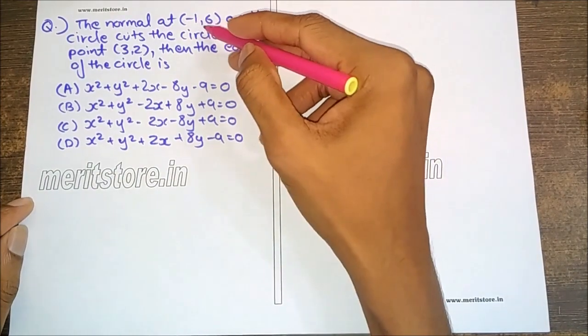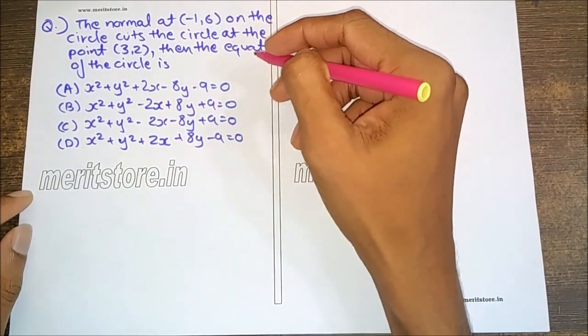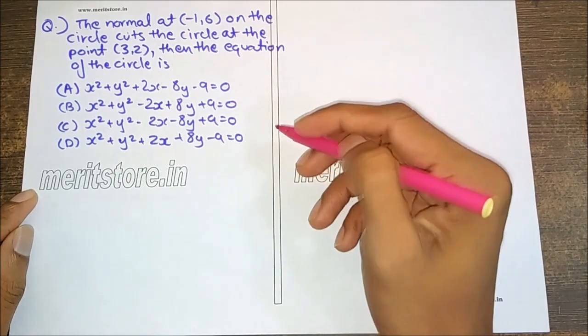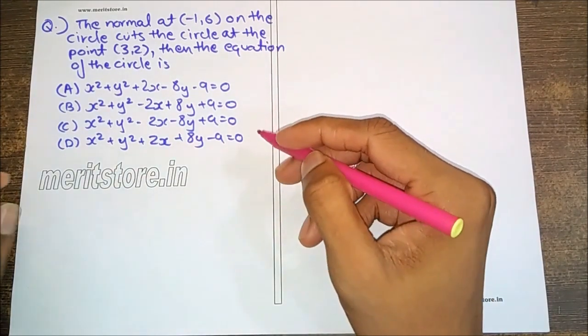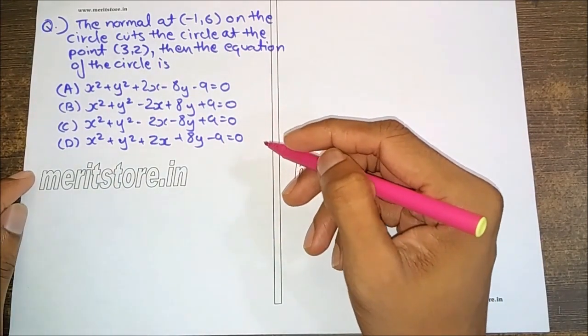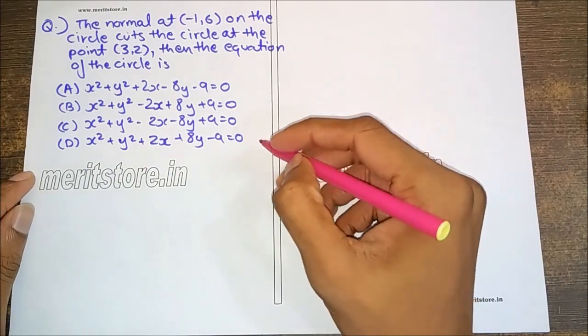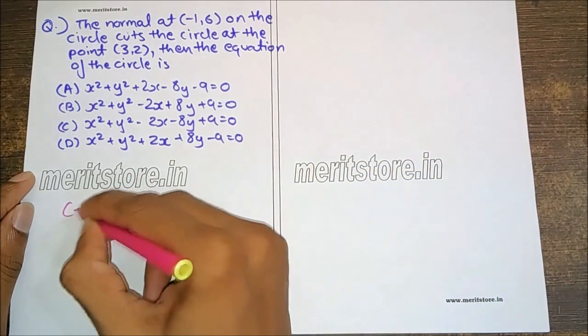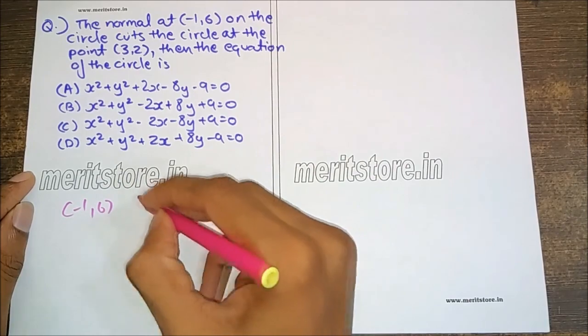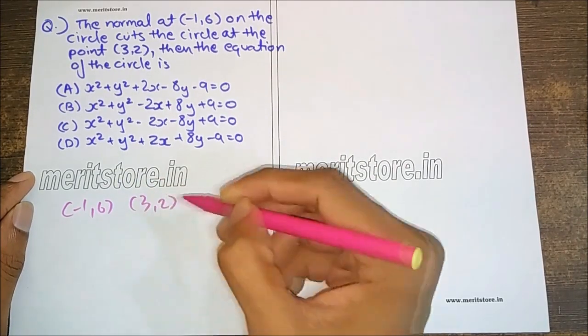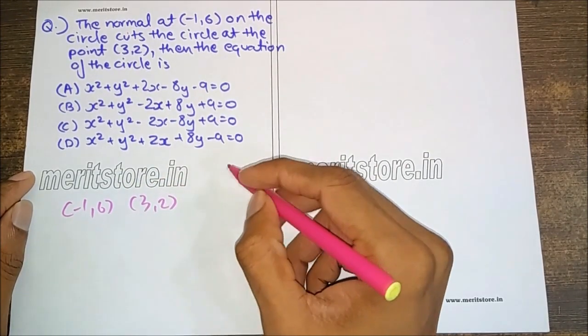The normal at minus 1 comma 6 on the circle cuts the circle at the point 3 comma 2. Then the equation of the circle is, they give 4 options over here. Since the normal is passing through the center of the circle and it cuts the circle at 3 comma 2, therefore minus 1 comma 6 and 3 comma 2 are end points of the diameter.